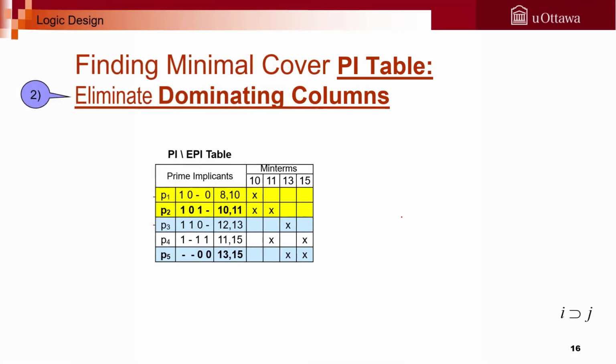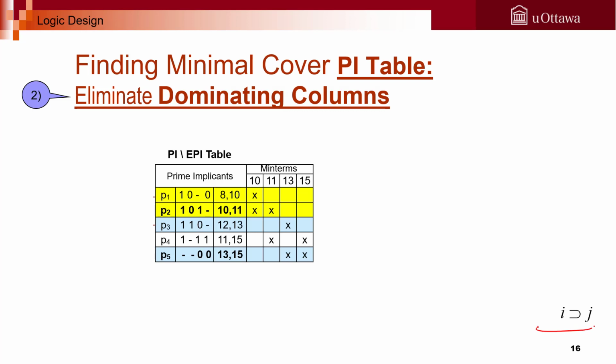dominated row techniques. The two columns I and J of a prime implicant table which have check marks X in exactly the same rows are said to be equal. So if I have two columns and they have X's at the same rows, they're said to be equal. A column I of a prime implicant table is said to dominate another column J of the same table if column I has check marks in all rows in which J has check marks, and in addition, I has at least one check mark in a row in which J does not have any check mark. So what we have to do is find those columns corresponding to the rows that have more X's, okay?